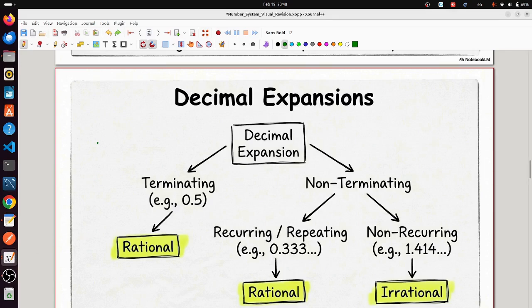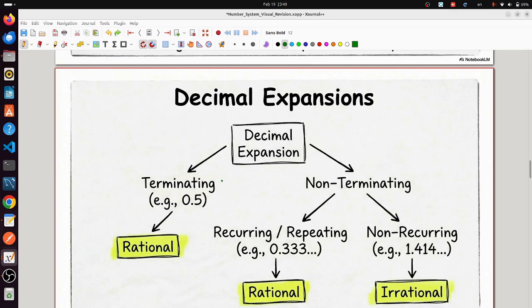So in the last class we discussed what natural numbers, whole numbers, rational numbers, irrational numbers, as well as real numbers are. But rational and irrational numbers are very important. So we have a chart here. You can see that. Let us quickly glance.